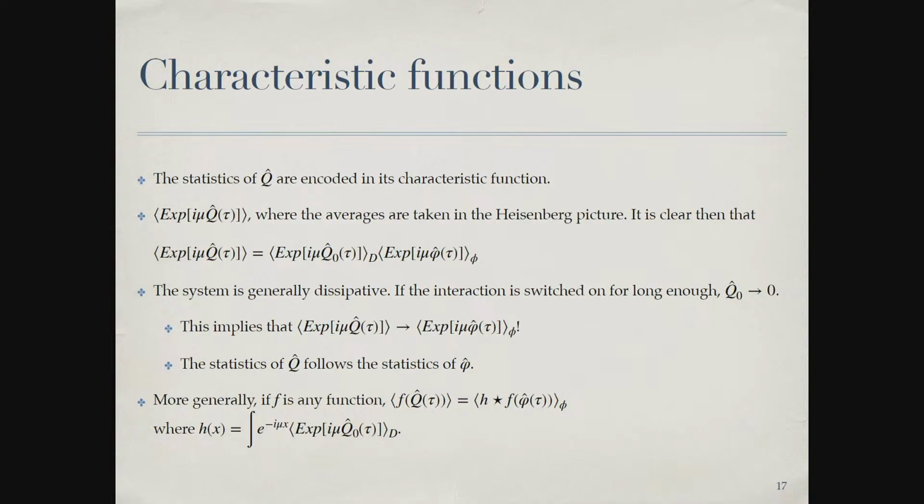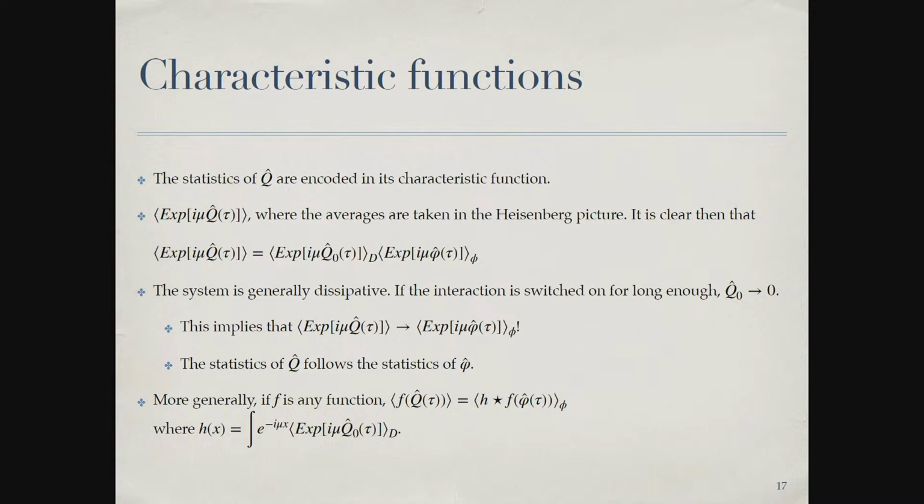Okay, perfect. So now we start with induced observables and stuff like that. I measured something that has to do with the detector, with the Q. What does that tell me about the field? For this quadrature, all the information is encoded in the characteristic function, where the averages are taken in the Heisenberg picture. If we start with an uncorrelated state before the interaction, it is clear that as Q evolves in the Heisenberg picture, what I actually get is this.